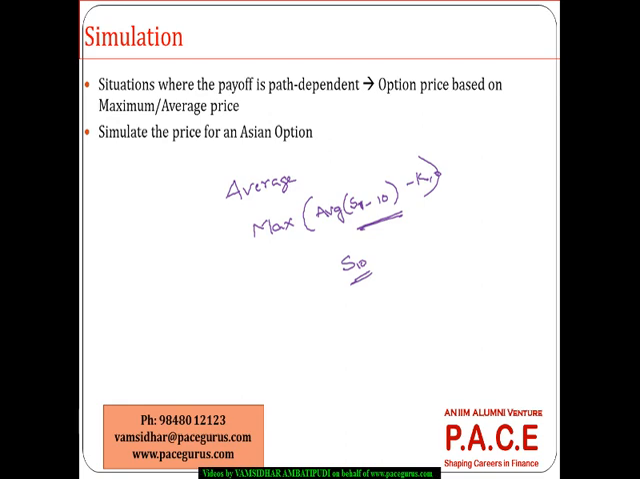Now, if I know that mu is the return and there is some standard deviation associated with the return, then I can very well find out what should be the return in each of the periods. So let me take one simple example, generate the returns, and from there we can go ahead with modeling the prices.